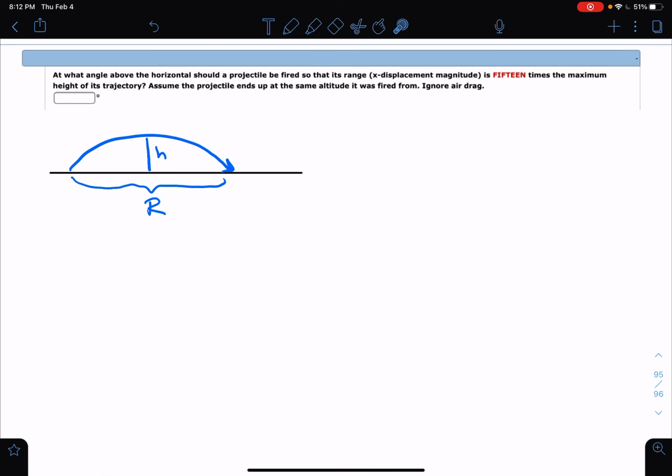And this statement right here, it says the range is 15 times the maximum height. So I can turn that statement into an equation. The range is equal to 15 times the maximum height.